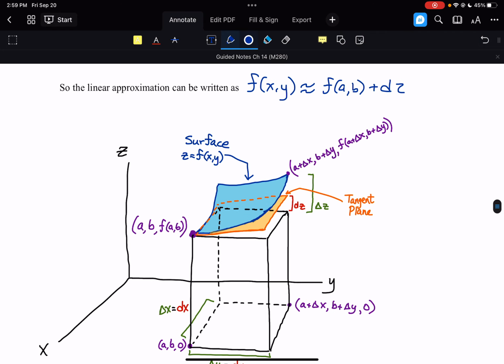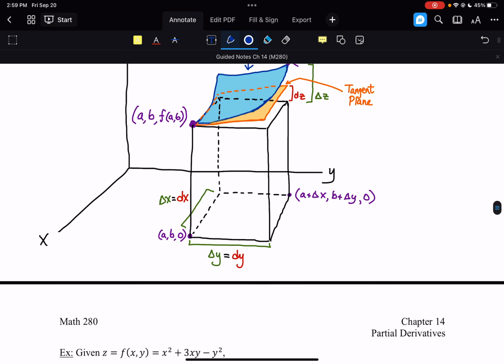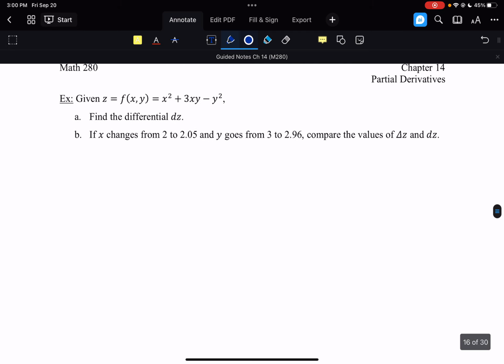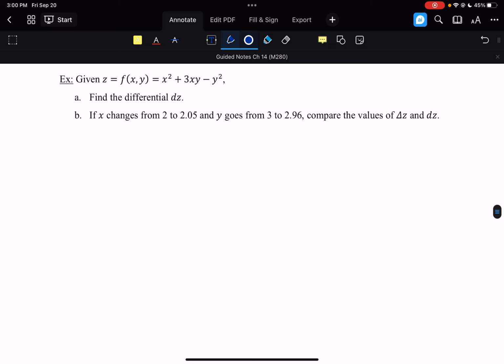So let's take a look at an example. Given the function x squared plus 3xy minus y squared, find the differential dz, the change in height on the plane. Then, if x changes from 2 to 2.05 and y goes from 3 to 2.96, compare the values of delta z and dz. So we're going to see how close of an approximation we can actually get.